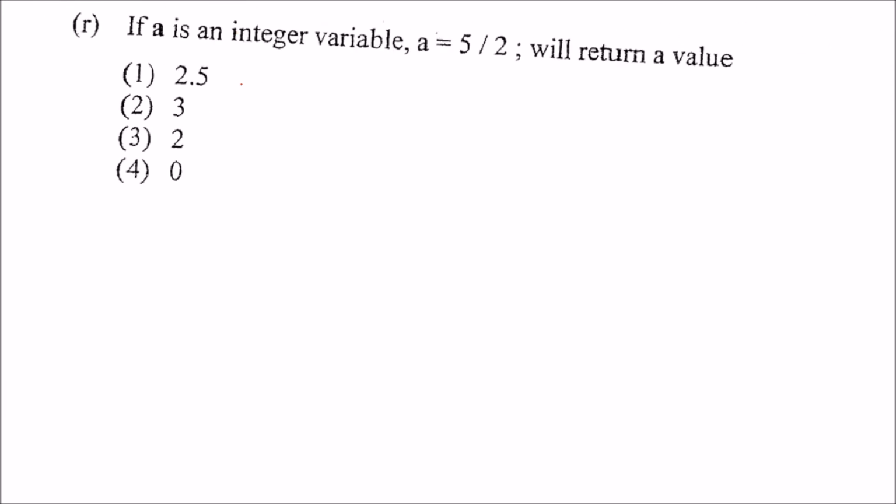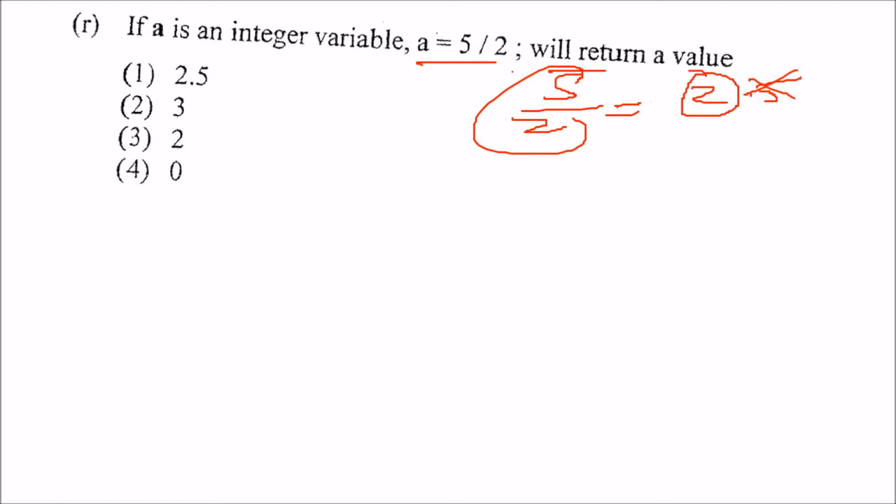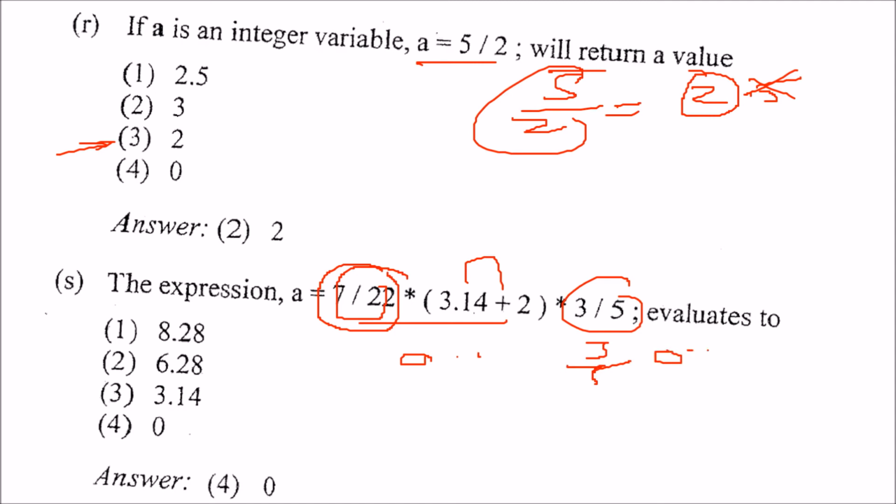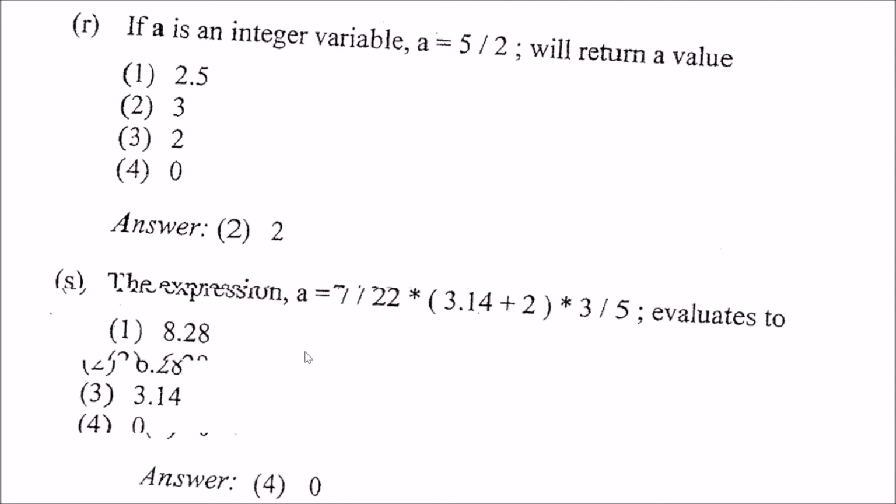If A is an integer, A is equal to 5 by 2 will return what? 5 by 2 is 2.5. But because these two are integers, you will get only an integer value. The decimal part will be discarded. So the answer will be the 3rd one. The expression evaluates to what? I hope you will be able to solve this. This will be 0 because first 7 by 22 will be computed, and 7 by 22 is 0 because both are integers and you get 0.something. Here also 3 by 5 gives 0 point something, and you get a 0.